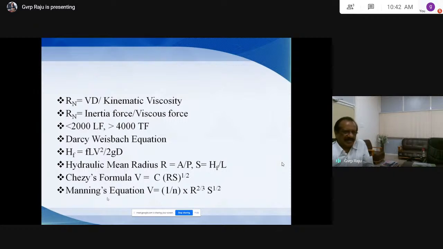So inertia force you can obtain, and viscous force you can obtain. Inertia force, as per Newton's second law, is mass into acceleration. We have Newton's equation of viscosity, tau is equal to mu into du by dy. So the viscous force is shear stress multiplied by area. This Reynolds number is very important.